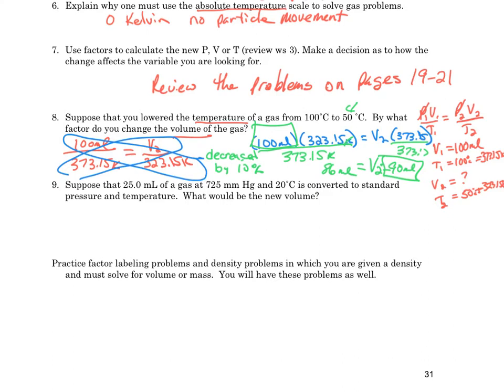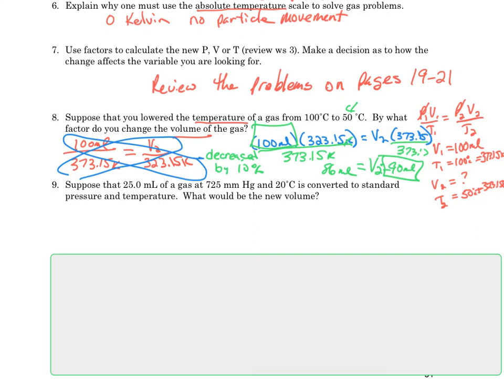All right, suppose that 25.0 milliliters of a gas at 725 millimeters of mercury and 20 degrees Celsius is converted to standard temperature and pressure. What would the new volume be? I'm going to just draw a box over the top of this so I have a little bit more room. All right, so we've got a volume, a pressure, and a temperature. So I'm definitely going to need to write down my knowns and unknowns.